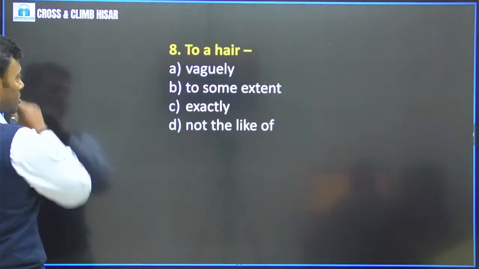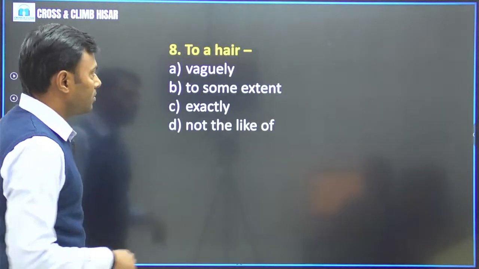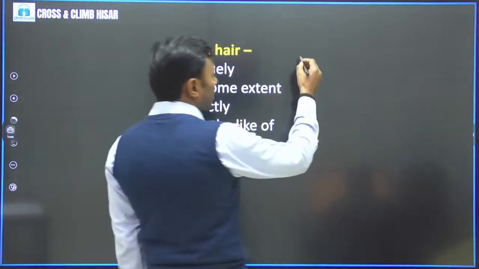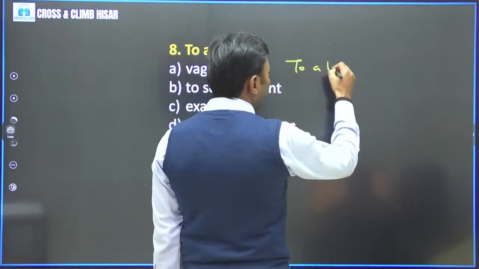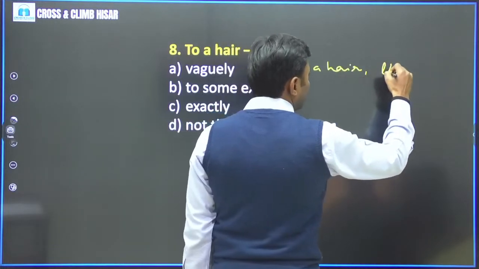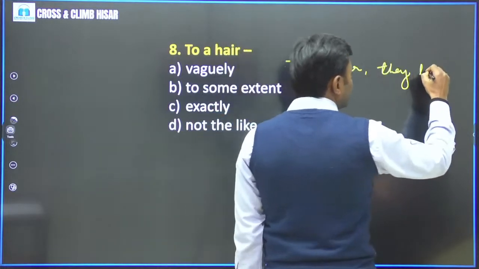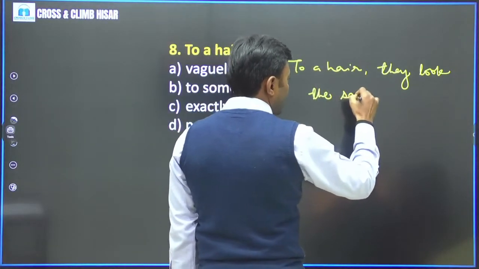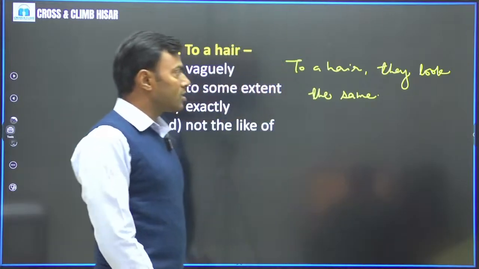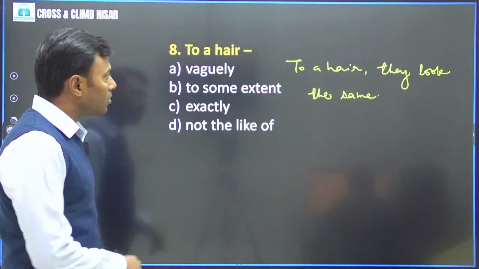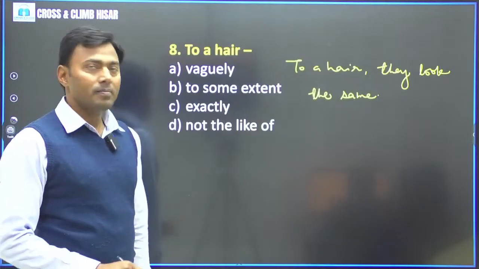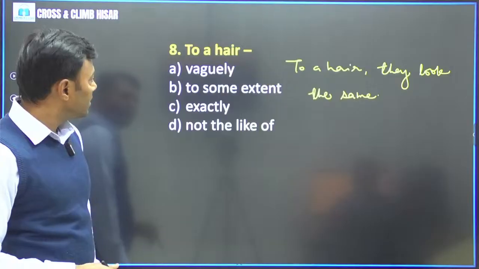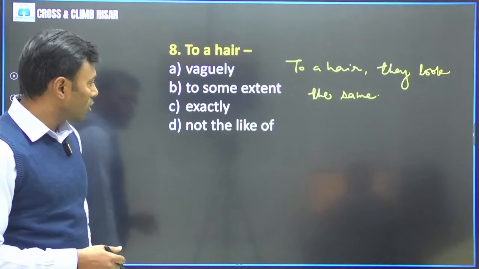So moving to the next, to a hair, right? If I write a statement, to a hair, they look the same, yeah, they look similar. What does it mean? To a hair, they look the same. So out of these 4 options: vaguely, to some extent, exactly, not the like of.